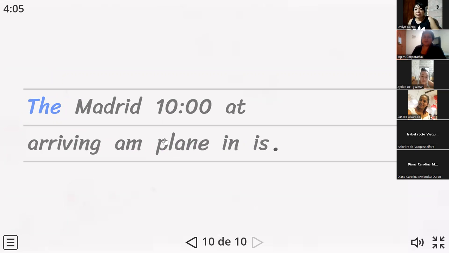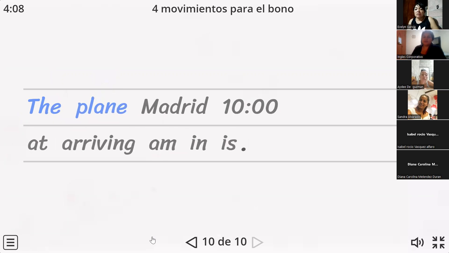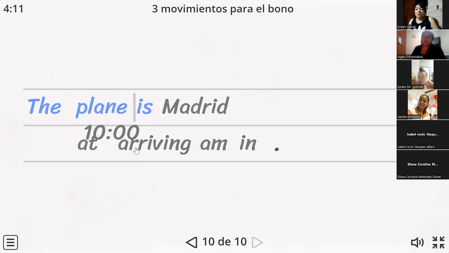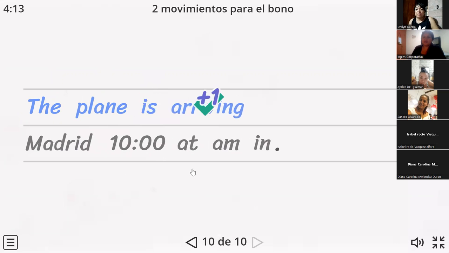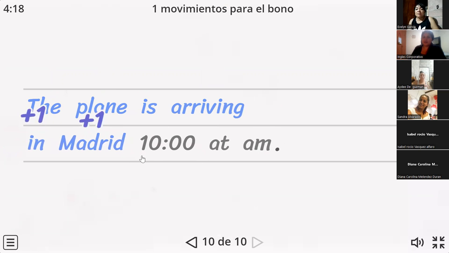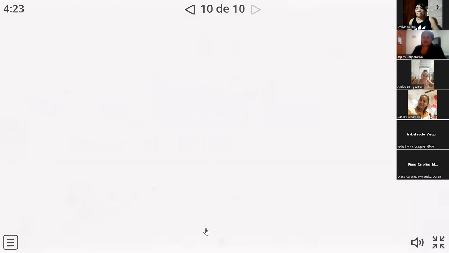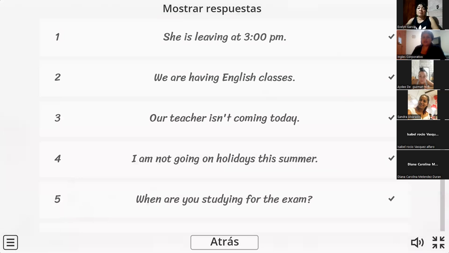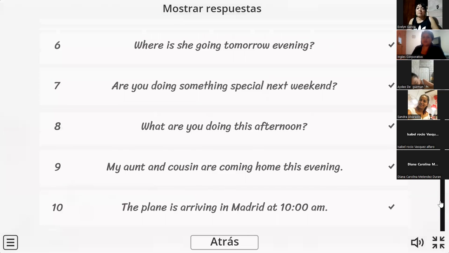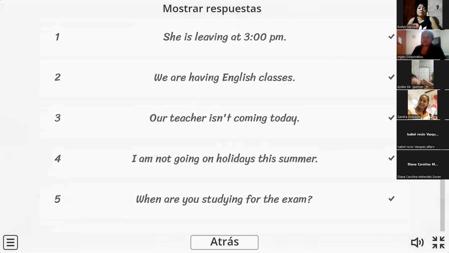The plane arriving in Madrid at 10 a.m. Very good job. Okay, here we have the sentences. Who wants to read all of them? Volunteers, who wants to read all of them?